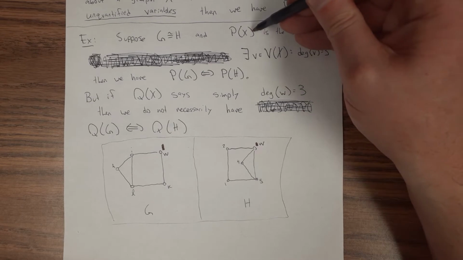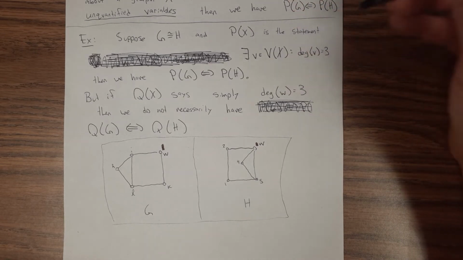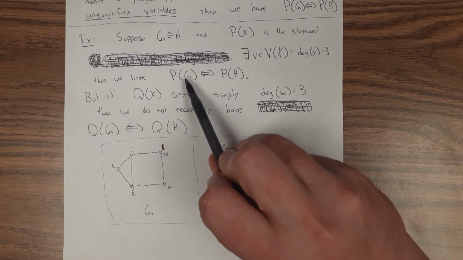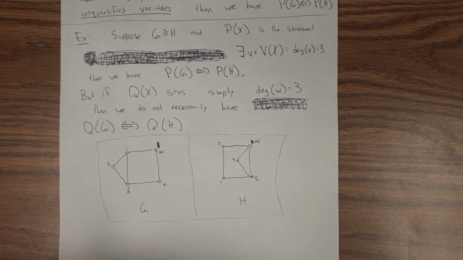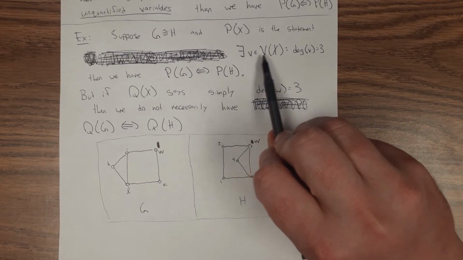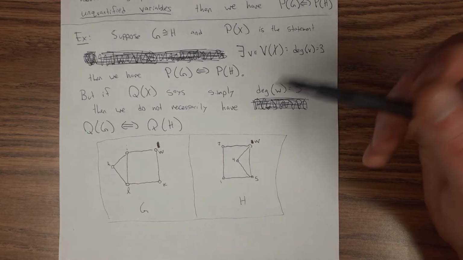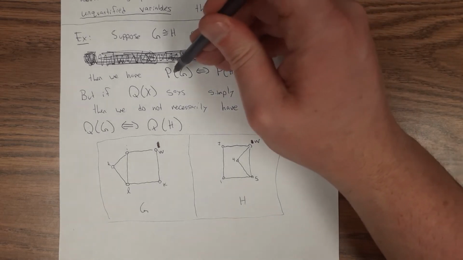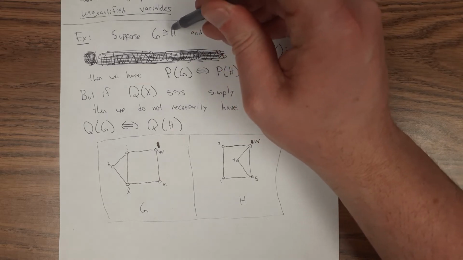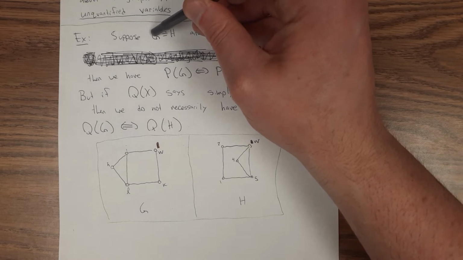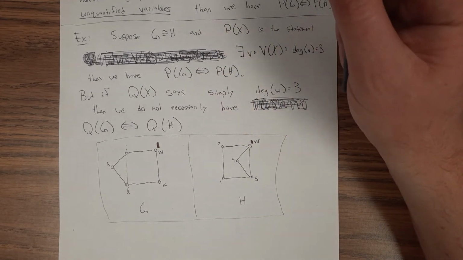So then if P of X is this particular statement about a graph, and I have two isomorphic graphs, then P of G is true if and only if P of H is true. What am I saying more specifically? I'm saying that this statement about a graph just says that the graph has a degree 3 vertex. It has a vertex of degree 3. And so what I'm saying is that if I have two isomorphic graphs, then G has a vertex of degree 3 if and only if H has a vertex of degree 3.